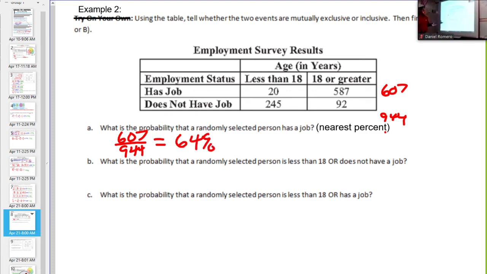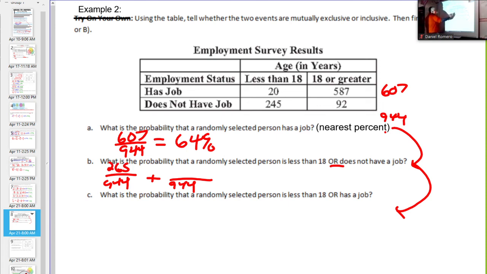Let's just pretend that this direction is applied to all of these. What is the probability that a randomly selected person is less than 18 or does not have a job? Okay, so we're gonna have to add out of 944 plus out of 944. How many people are less than 18? I'm getting 265. There's 265 that are less than 18.